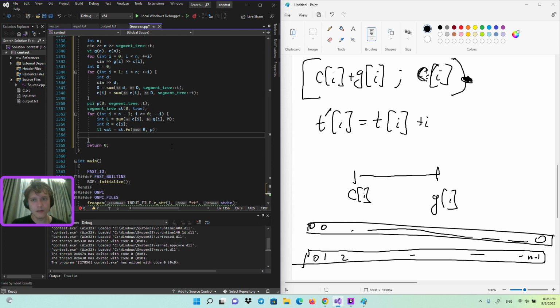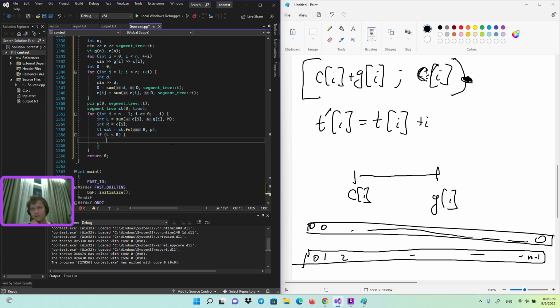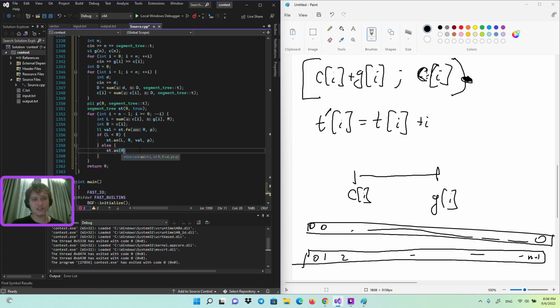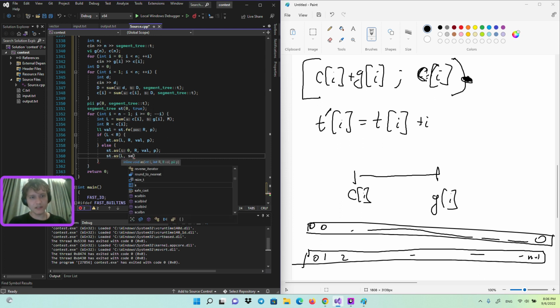Secondly, if L is less than R, then we just make the assignment from L to R, value P. Else, there is something more interesting, because we make an assignment from 0 to R of this value, but also we make an assignment from L to T of value also plus T modulo T for P. That's it.